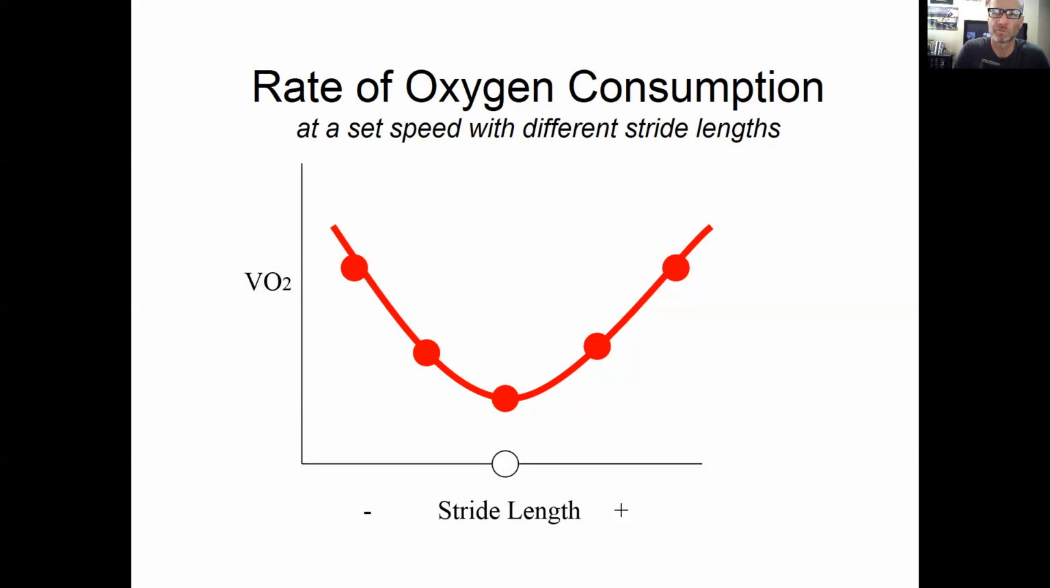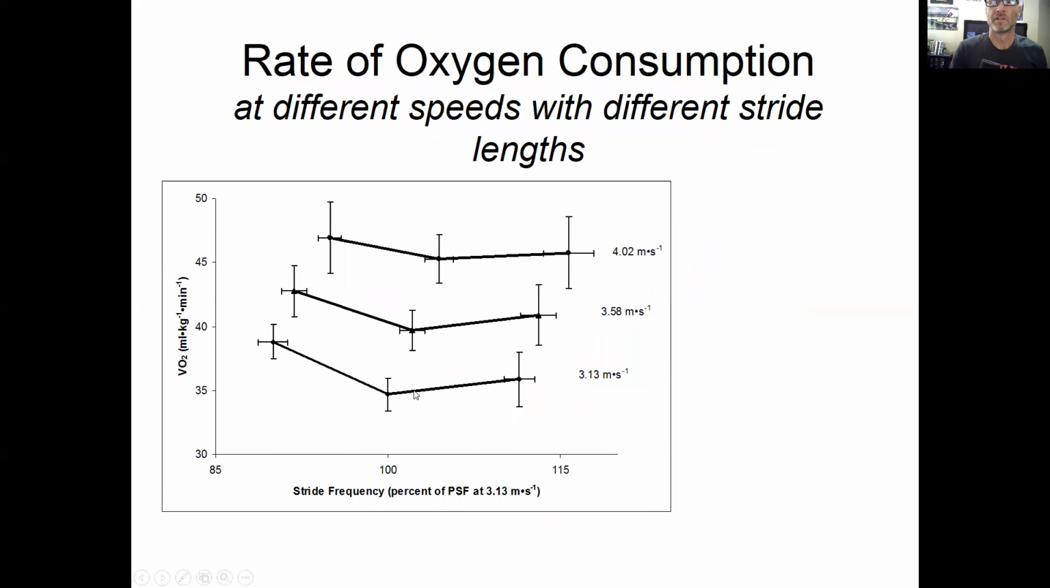That's really cool and really neat to try to understand. Now, that being said, these changes in VO2 are not huge, okay? So then let me show you some data that we've actually done here at UNLV. Here's VO2, rate of oxygen consumption on the y-axis. Here's stride frequency. Remember, we either put stride frequency or stride length down here. This is percent of preferred stride frequency. So we just called preferred stride frequency 100%. And then we had subjects run with a faster or slower stride frequency.